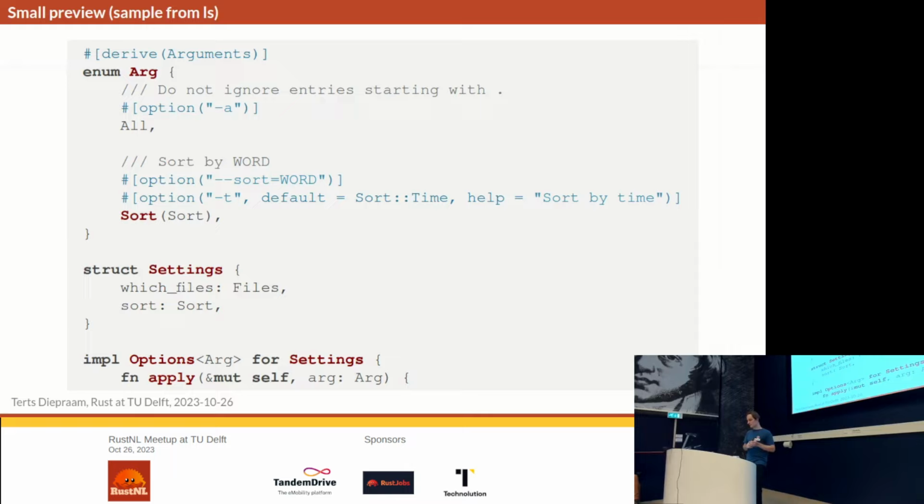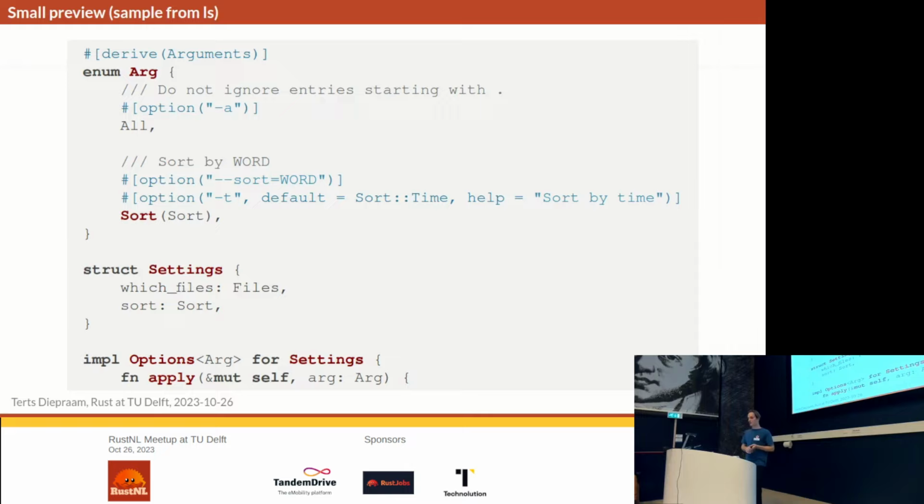So the dash T is a sorting by time argument. So it's actually short for dash dash sort equals time. Because it's this shorthand, we can map it to the same variant and just give it the value of sort time. Now, because we do dash dash sort equals word, this derive API knows that we're going to be expecting a value there.